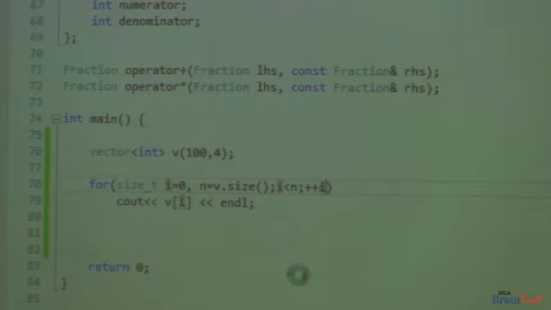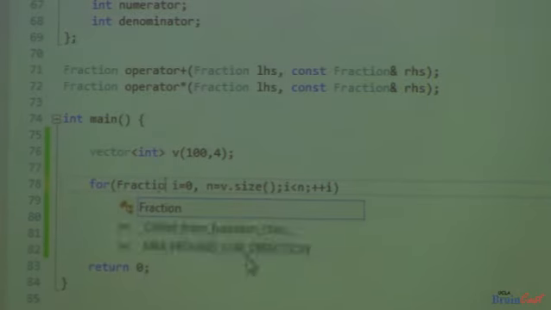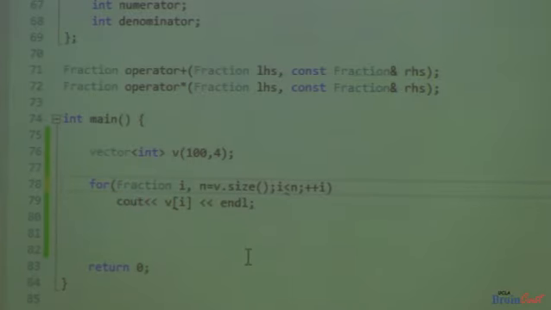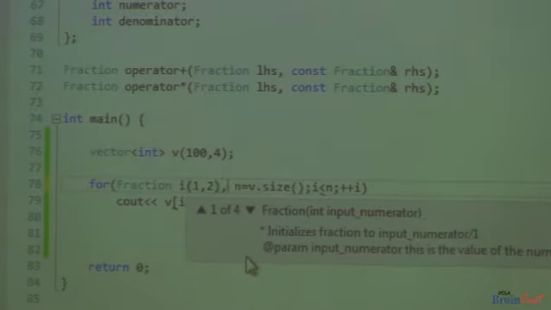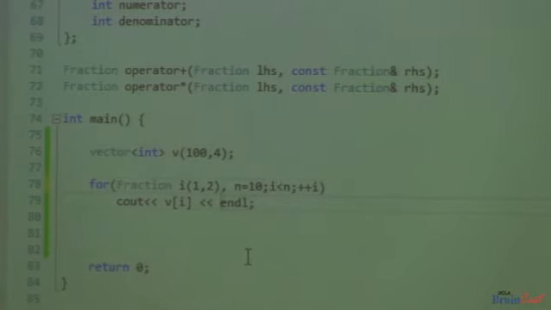But if I change size_t, can I make size_t a fraction? Watch this. Forget about this vector for a second. Fraction i equals, well, let's initialize it, say 1/2. And let's say n is 10. And rather than calling cout, let's call i.print.